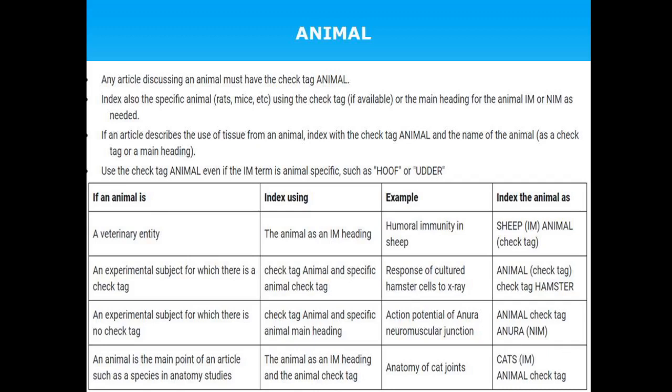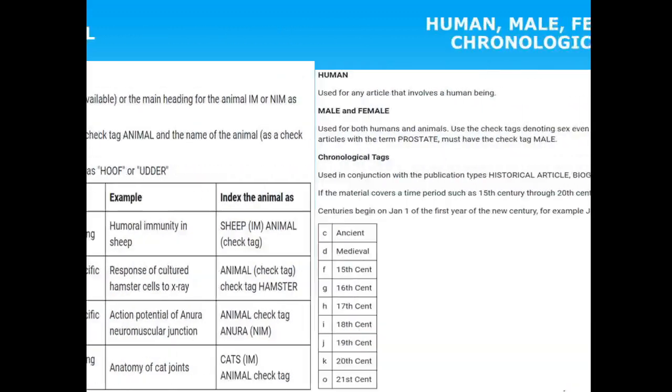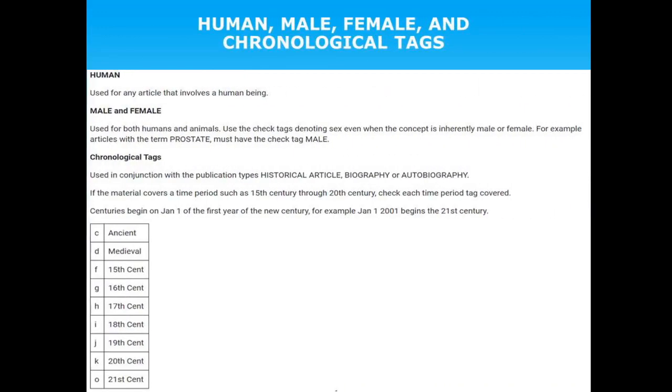Fine. For all these 4 different kinds of examples, you see one common animal. The general class will always be there in the check tag, and depending upon where the animal is used, the specific animal will vary, right? Similarly for humans, the general class human will always be in the check tag. Depending upon which kind of human they are referring to, whether female or male, the headings vary. So now we are going to discuss human, male, female, and chronological tags, right?